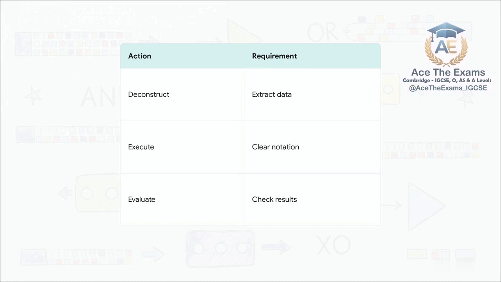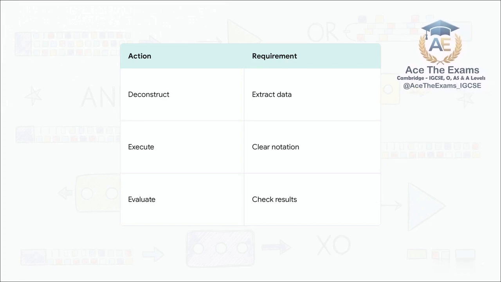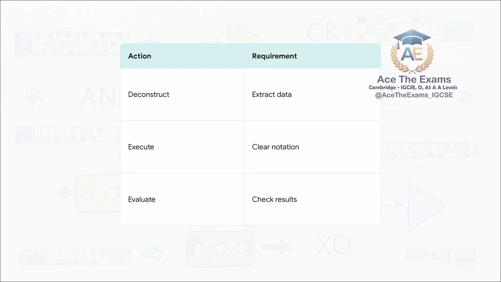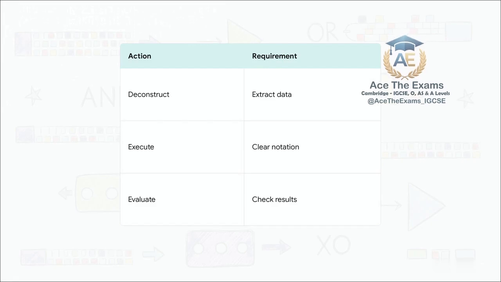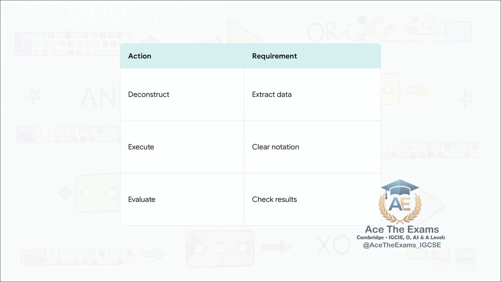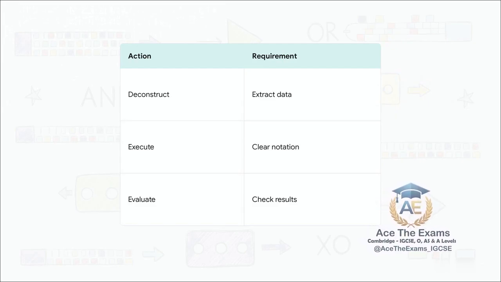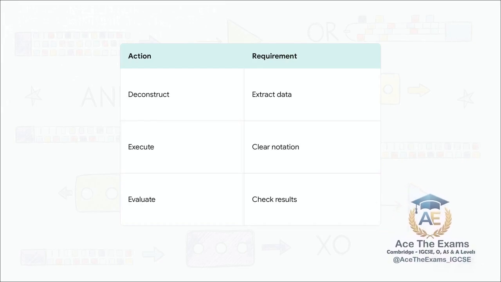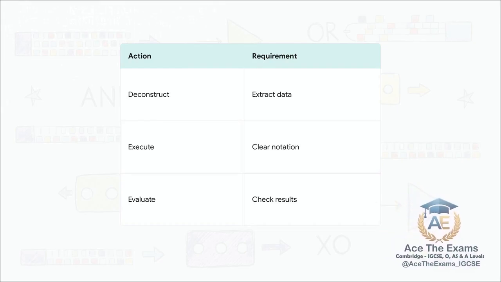You first deconstruct. This means you extract the relevant data, like the initial register states, and you select your analytical framework. Then you execute. You use clear notation, making absolutely sure you write out your binary or hex correctly. Finally, you evaluate. You check for reasonableness. Does your resulting bit pattern actually make sense for turning off a physical motor? This 3-step action plan is the core trend for solving complex control device scenarios under intense time pressure.